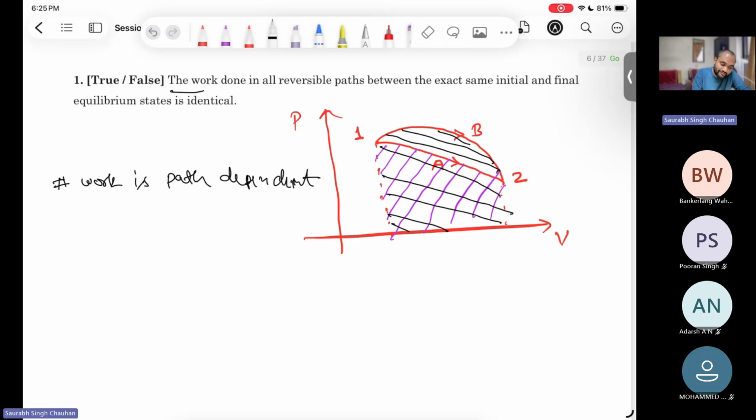So along different reversible paths, the work done will be different. So this statement is false, not correct.